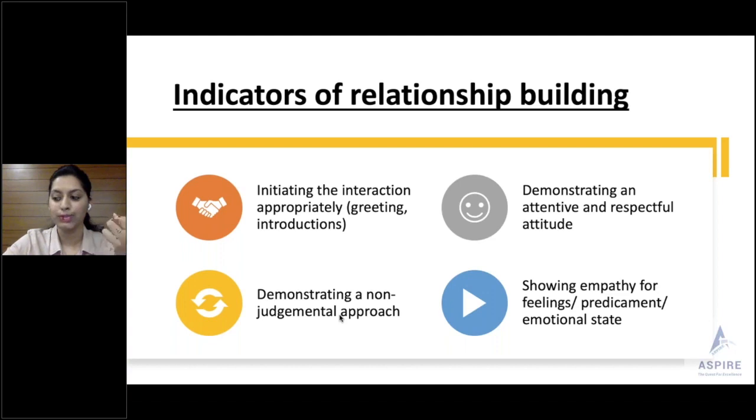Showing empathy for feelings or their emotional state. Empathy involves the understanding and sensitive appreciation of another person's predicament or feelings. This can be achieved through both nonverbal and verbal behavior, such as use of silence when they are telling you something sad or something serious. Verbal empathy includes more: it includes you specifically naming and appreciating the patient's emotions and predicament.